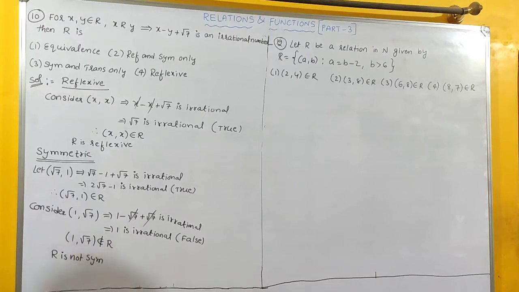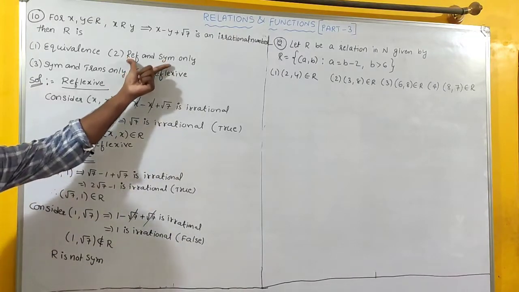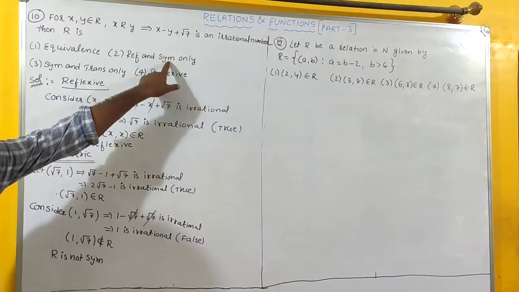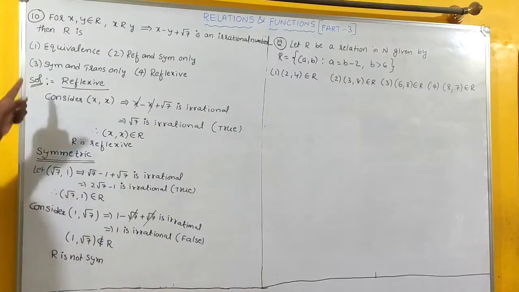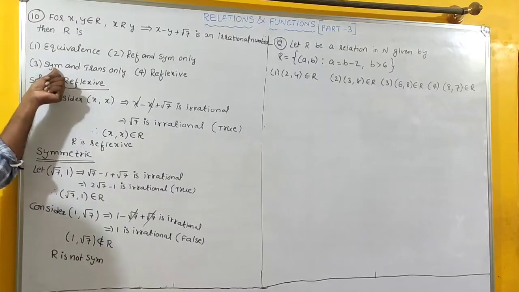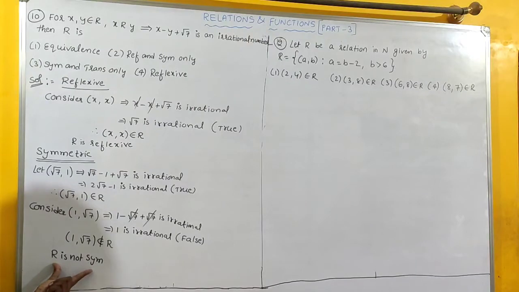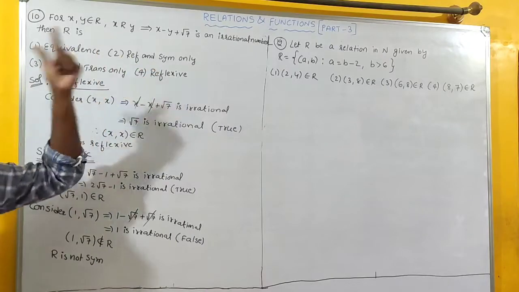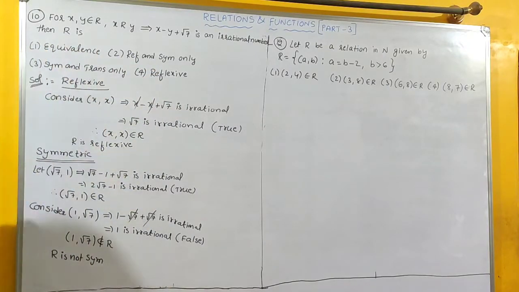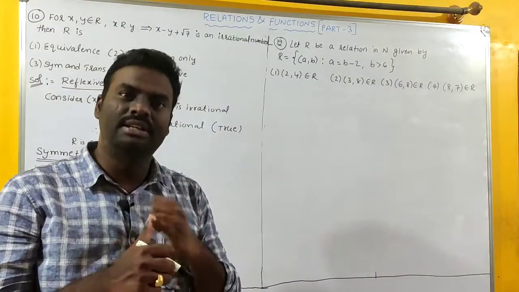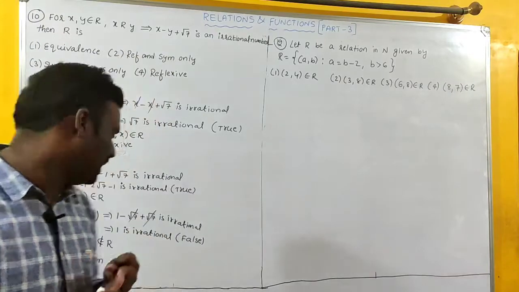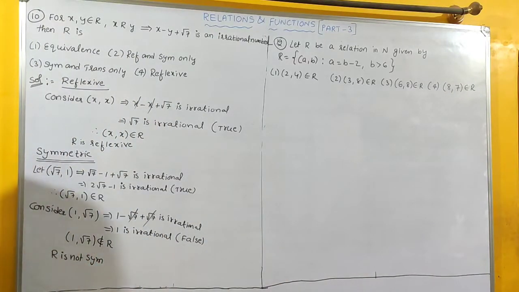See here, if you take the second option, symmetric is given, but symmetric is not possible. That's why the second option is wrong. If you take the third option, symmetric is given, but here symmetric is not happening. So it is not the third option. Either it is first or fourth. But in the first they have given equivalence. Equivalence means what? It should be reflexive, symmetric and transitive. But already it is not symmetric. That's why equivalence is also not possible.